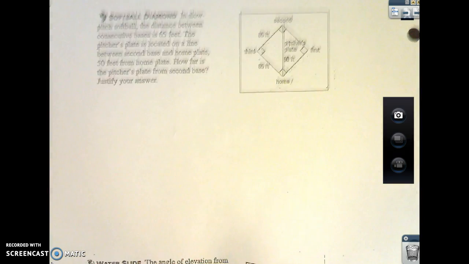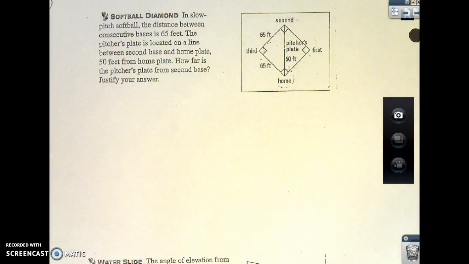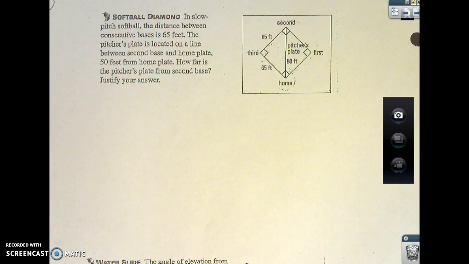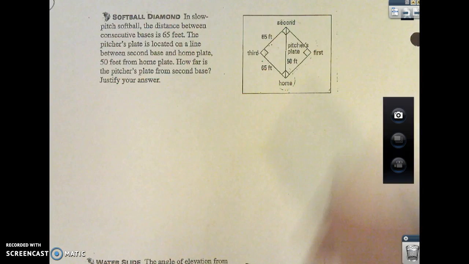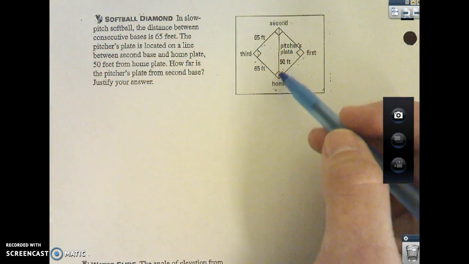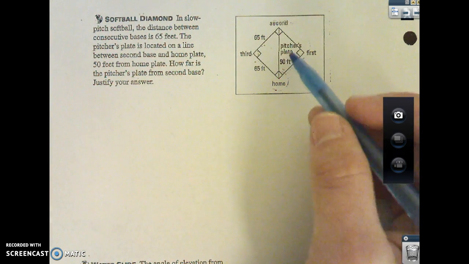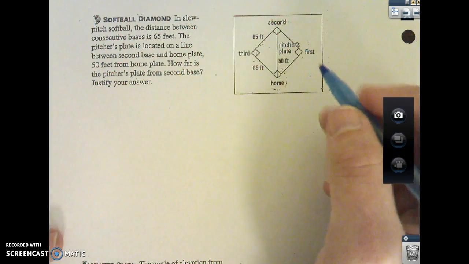Alright, we got 2 more to go. Dos más. Okay, so in slow pitch softball, the distance between consecutive bases is 65 feet. The pitcher's plate is located on a line between second base and home plate, 50 feet from the home plate. How far is the pitcher's plate from second base? Now, I know you'd be inclined to say, oh, double it, but it's a little bit different because the pitcher's plate's not all the way back. So here's what we got to do.